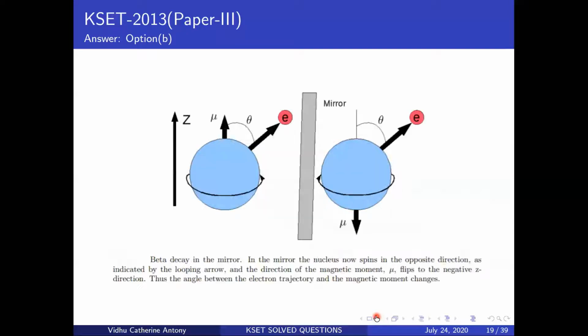Now let's look at another figure where you have a mirror image of the whole setup. You realize that the spin is in the opposite direction, so this guy is opposite to this guy. And your mu, which was on top, flips and comes to the bottom because of this spin shift. And what you realize here is the angle between E and mu is 180 minus theta.